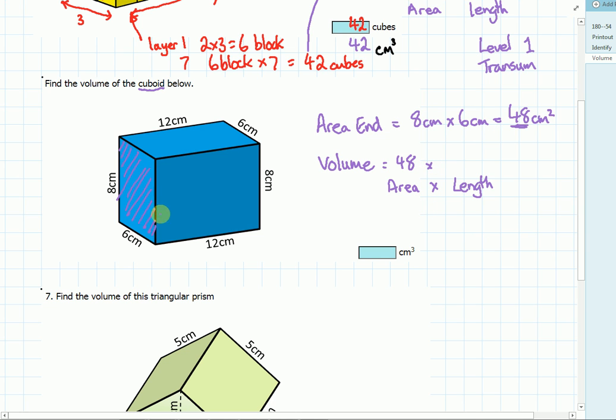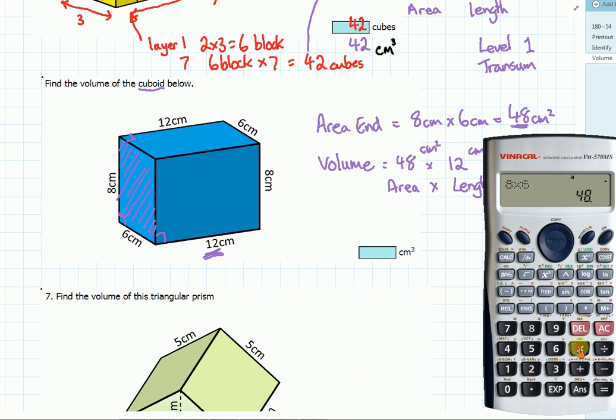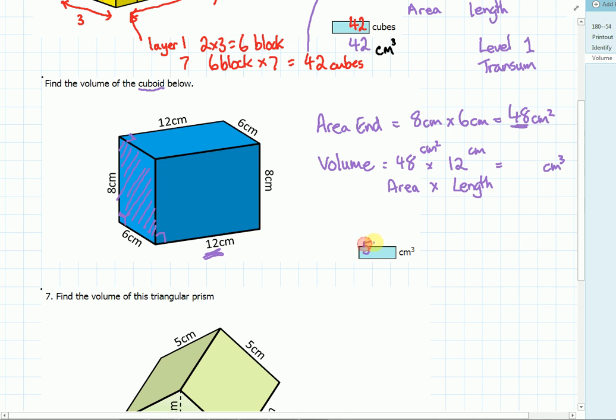The length is the distance, and we have to think about being at right angles. The area has a right angle, 8 to 6. The length going backwards here is whatever is at right angles to both those edges. So I've got a length of 12, so 12 is the length going backwards. So that's centimetres squared times centimetres to give me centimetres cubed. 48 times 12 equals 576 centimetres cubed.